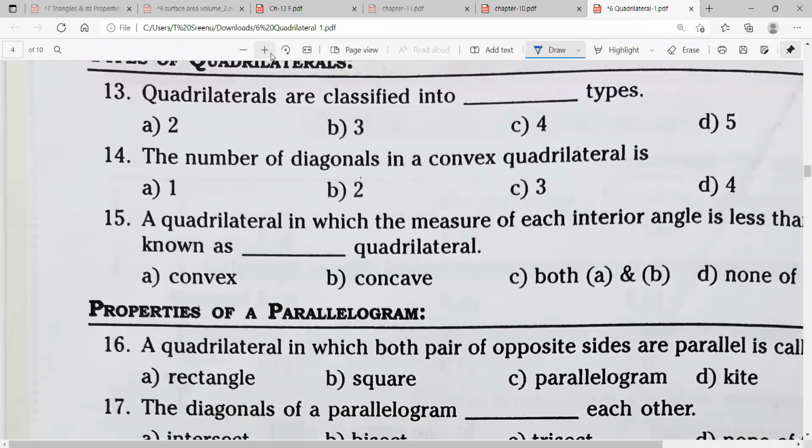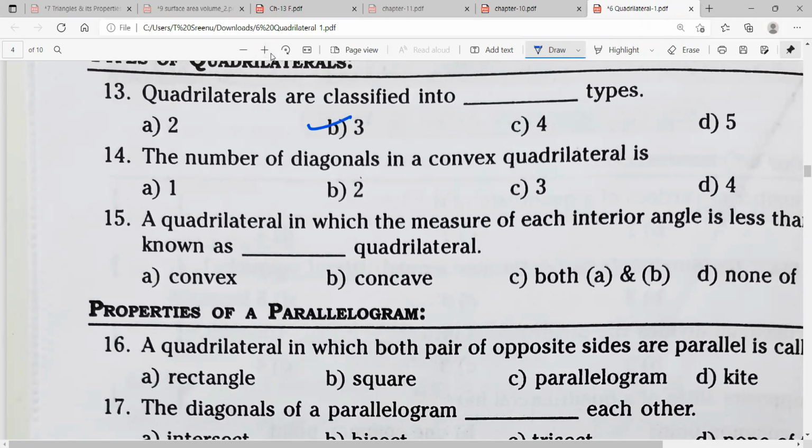Quadrilaterals are classified into basically 3 types: parallelogram, trapezium, kite. In parallelogram, we have rectangle, square, and rhombus.